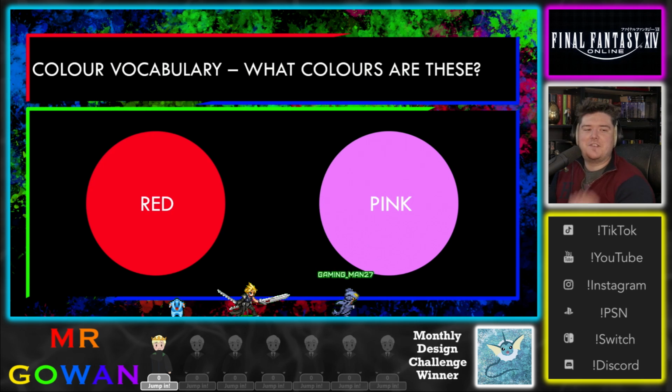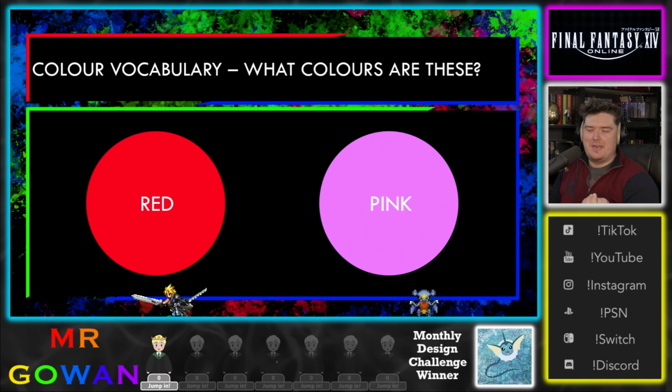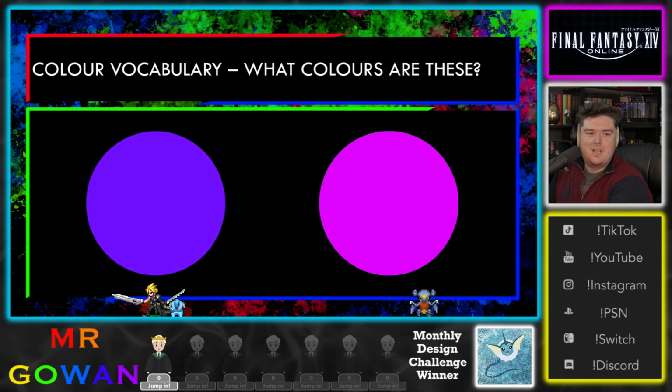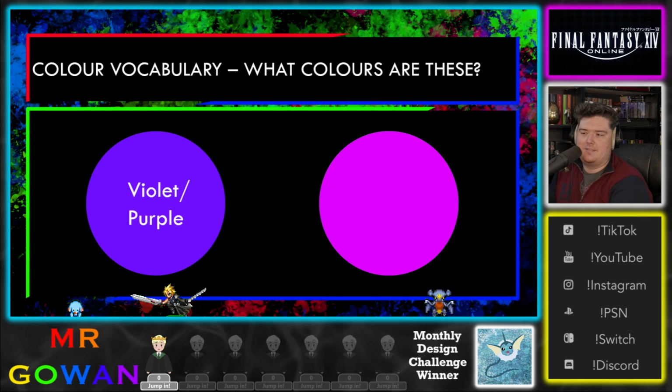I know this sounds ridiculous. Why am I going over color vocabulary? But it is actually very important. You'll see in just a second. So, next set. We have two colors. What is the color on the left? If you guessed violet, because the actual term is violet, or if you said purple, then close enough. But the real word is violet.